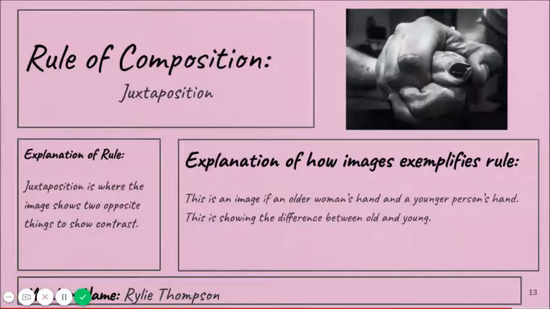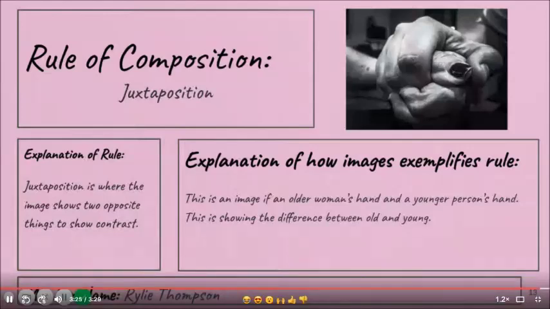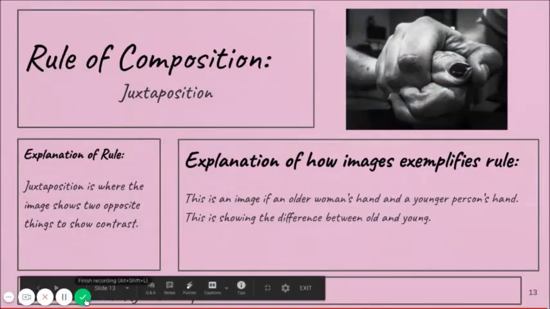Juxtaposition is where the image shows two opposite things to show contrast. This is an image of an older woman's hand and a younger person's hand. This is showing the difference between old and young. This is the end of our rule of composition project.